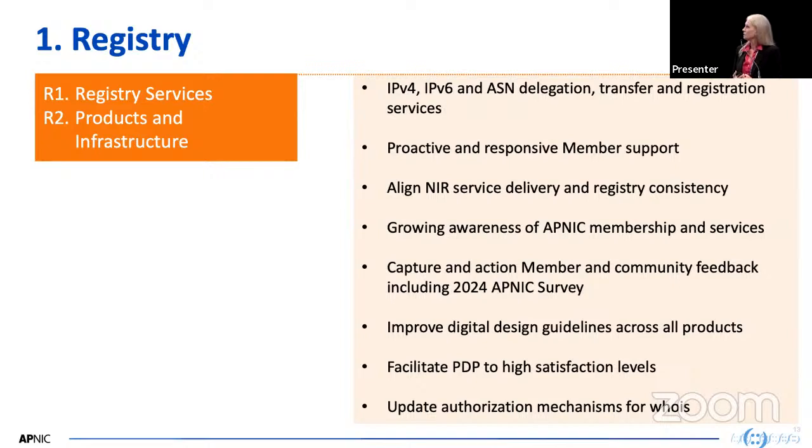The other thing there, from the bottom, is the facilitation of the growth of the PDP. So I would really encourage you to continue to be involved in the policy development process that now also forms part of the registry value stream. And again, the terminology of value stream is really deliberate so that everybody gets to understand that this is us all trying to understand how we deliver value to you more, better or more. And then the last dot point there, update authorization mechanism for whois, is again aligned with our second MIG, and we are working towards that this year.